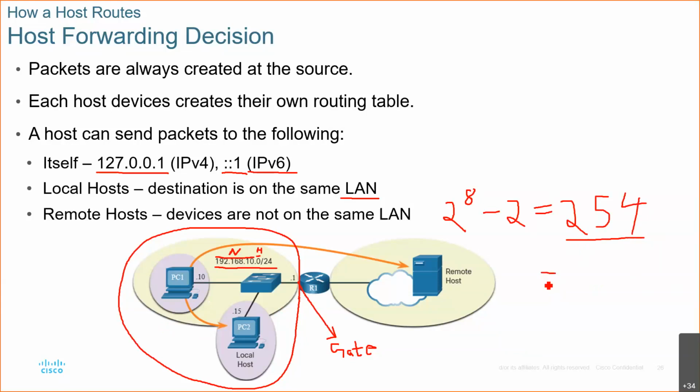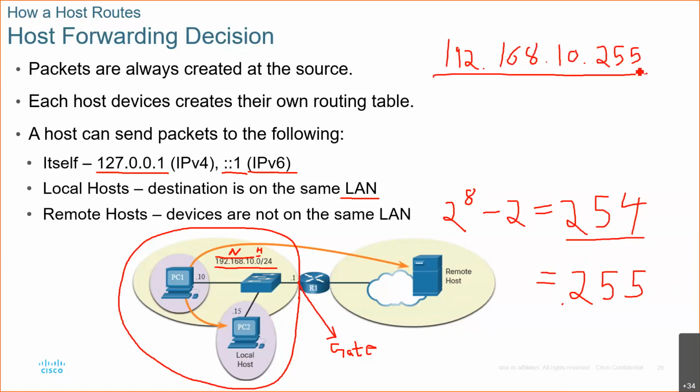Now, the last address 255 is reserved for what? That means 192.168.10.255. What is it reserved for? Yes, well done, Cassandra. This is your broadcast address. That's why you cannot use this.